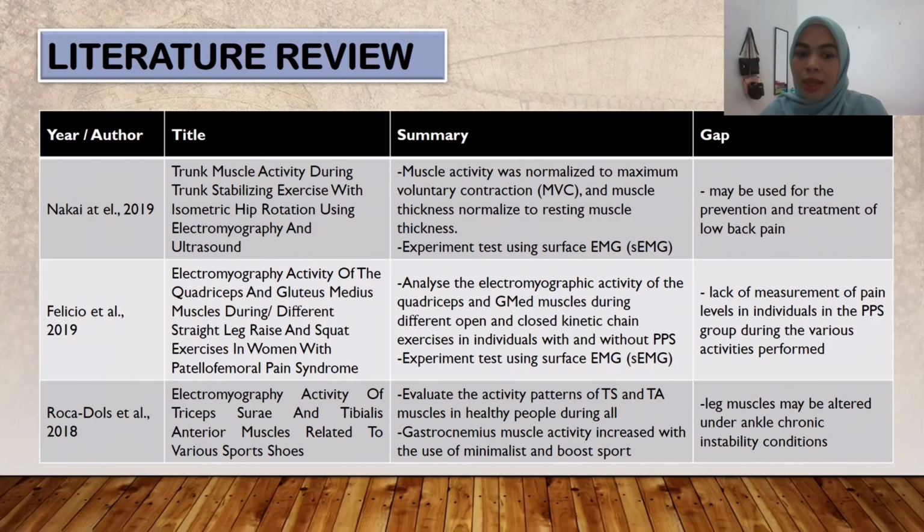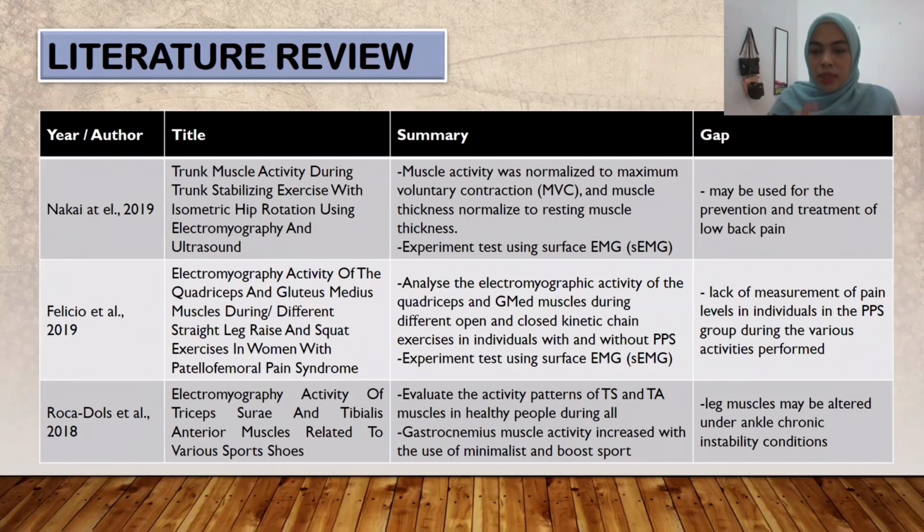Okay. So for the second one is about the electromyography activity of the quadricep and gluteus medius muscle during different straight leg raise and squat exercise. So for my study, I am going to use different activity, which is climbing stairs and walking. And the gap for this research is lack of measurement of pain levels in individuals in the PPS group during the various activities performed. Okay, PPS is pelvic-femoral pain syndrome.